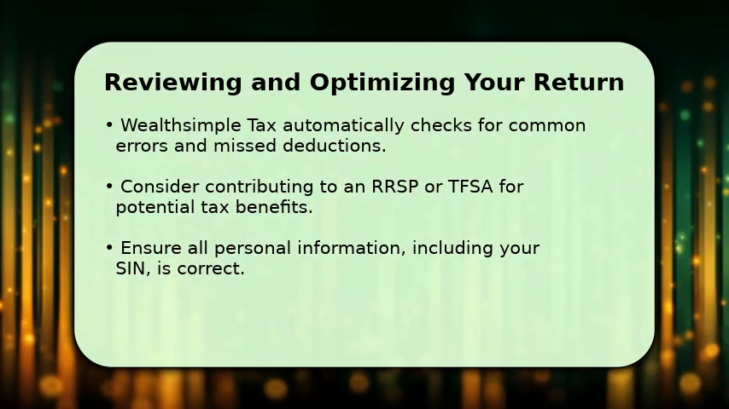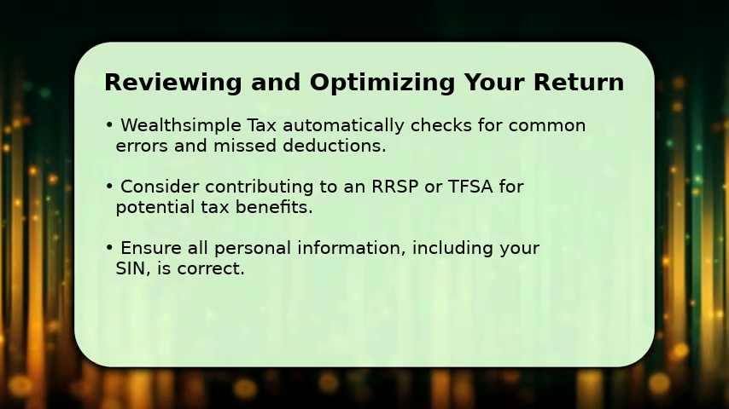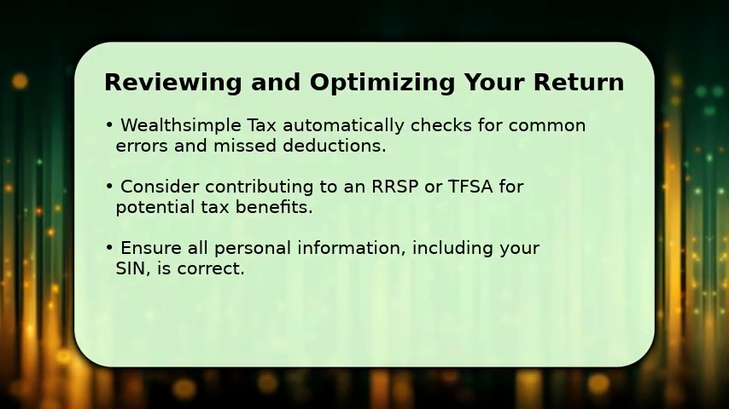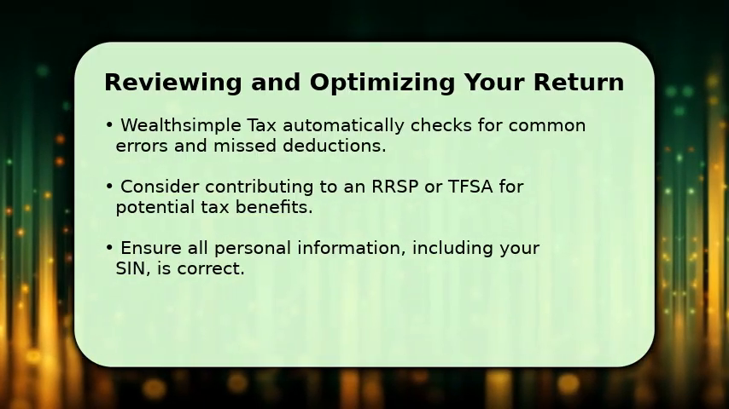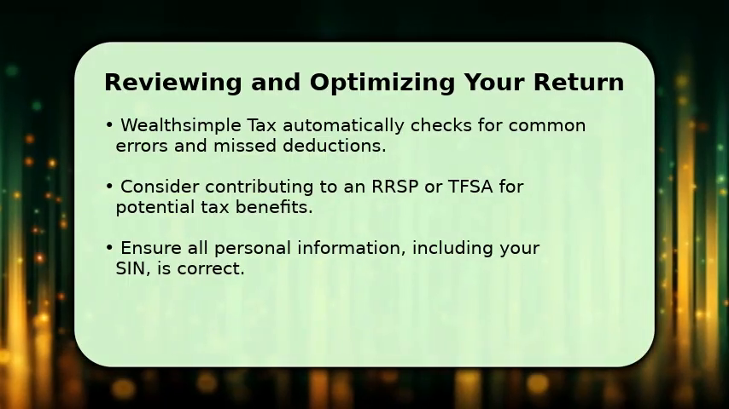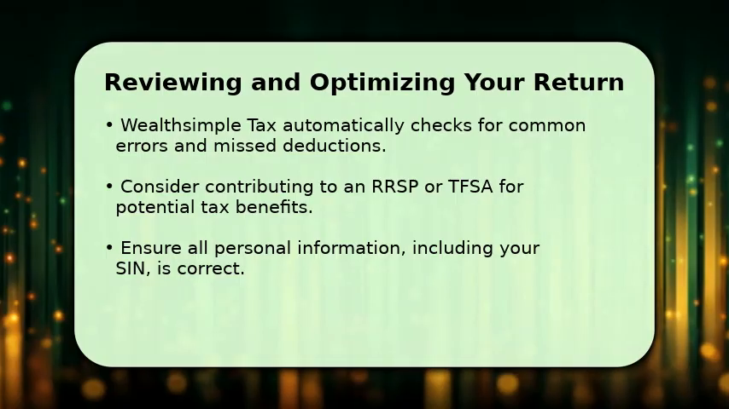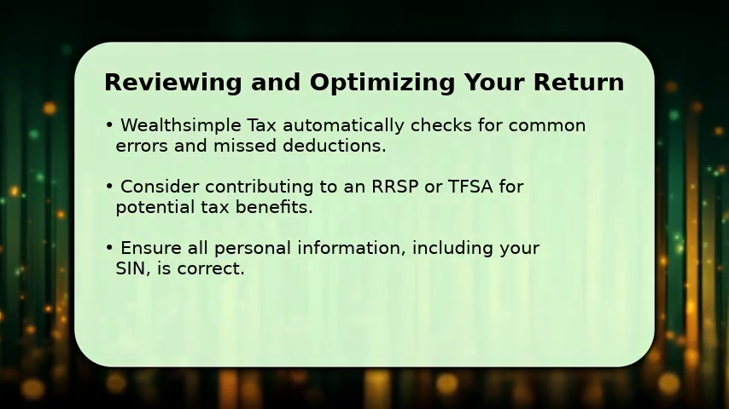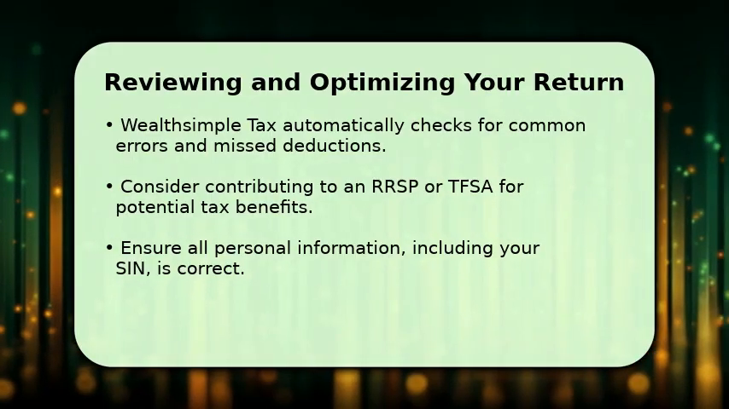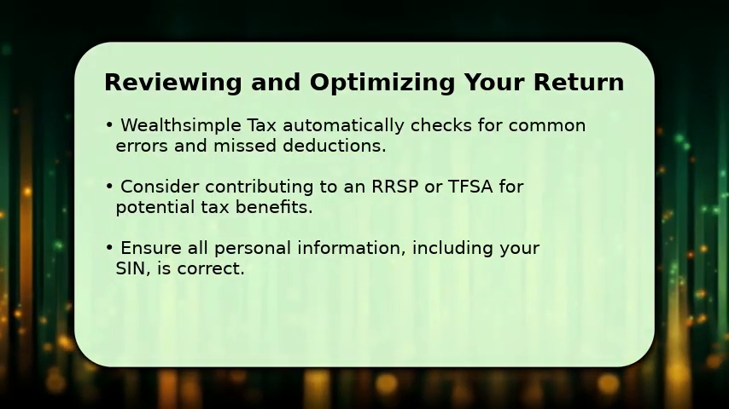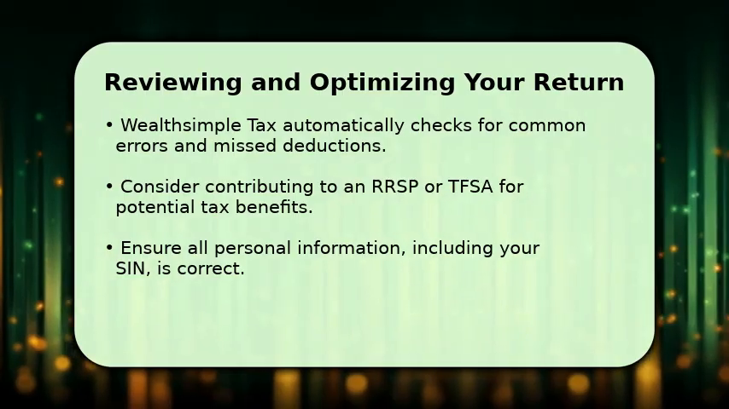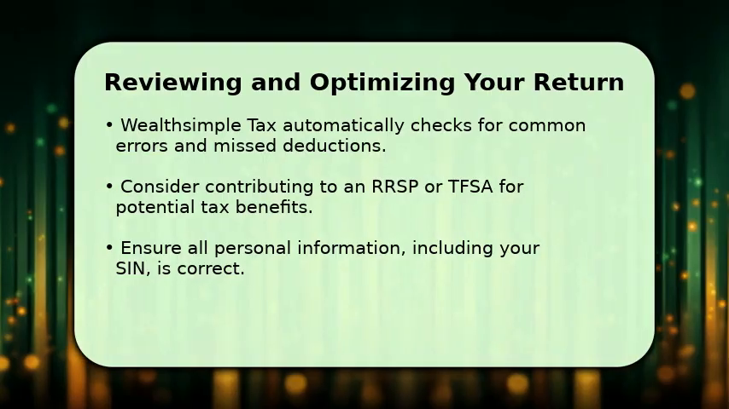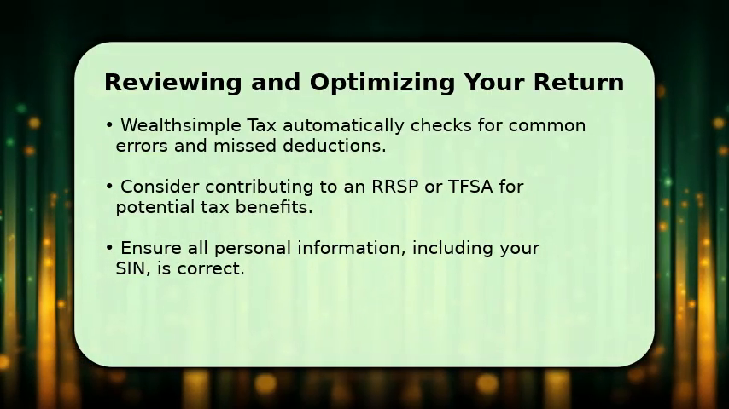Before filing, take advantage of Wealthsimple Tax's review features. The system automatically identifies potential errors and suggests missed deductions, helping optimize your return. Consider if additional contributions to an RRSP or TFSA could further reduce your tax liability. Also, confirm all personal details, like your social insurance number, are accurate. This step is crucial for maximizing your refund or minimizing your balance owing.